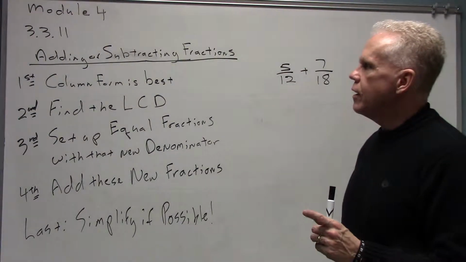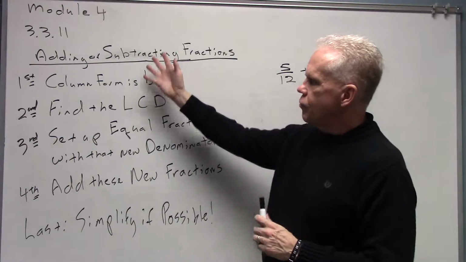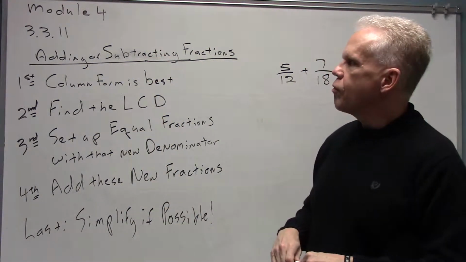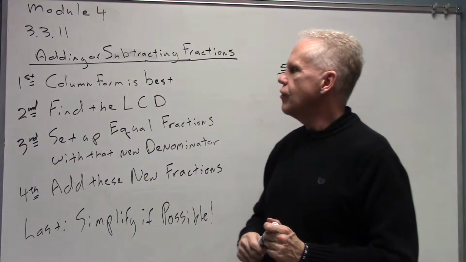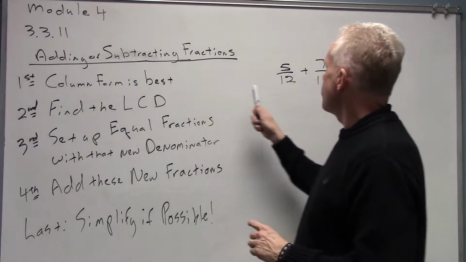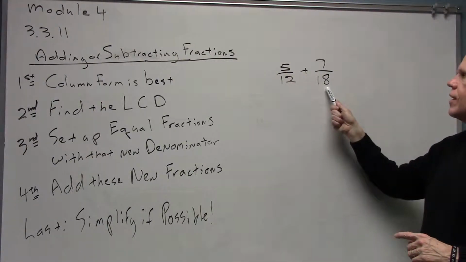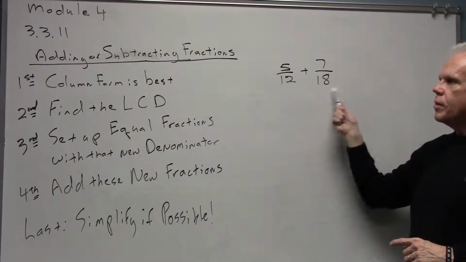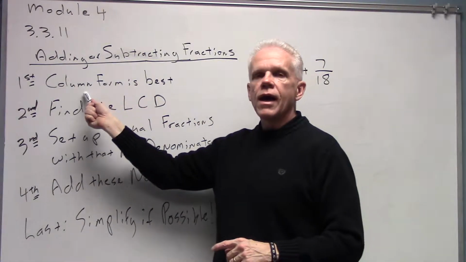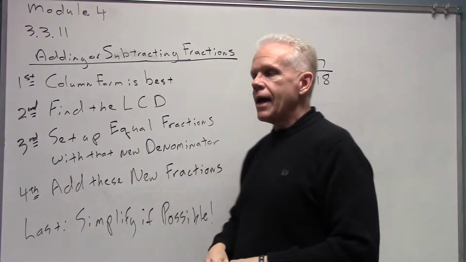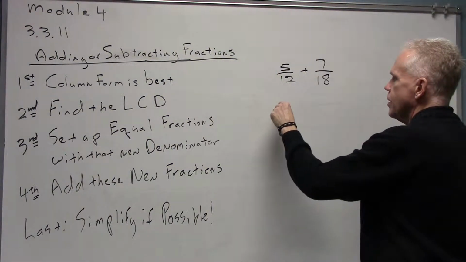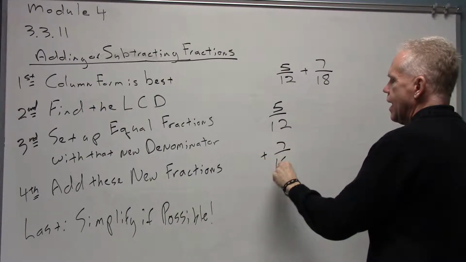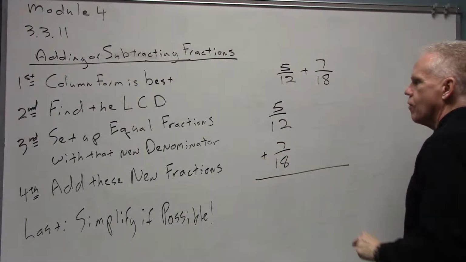Okay, let's take a look at this. First, I want to give you a list which you should capture in your notes that would be very helpful as far as a process for adding or subtracting fractions. First of all, when you've got a problem like this, 5/12 plus 7/18, and it's written in what I call line form, going across the page, personally, I think column form is better. That format is better for me, so I would rewrite that problem, 5/12 plus 7/18, in that format right there.